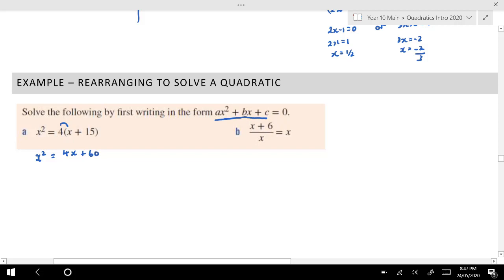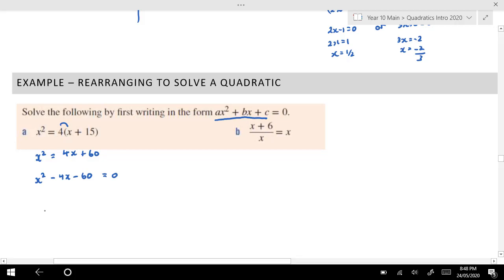Well, we want to just get everything to one side. When we want to factorize, we want to have everything on the one side. So we're going to subtract 4x and subtract 60 from both sides. So that's going to give me this. And then, of course, that is equal to 0 when I get it on the other side. And then it's just exactly the same, so we go ahead and solve it. We just need two numbers which multiply to give -60 and add to give -4.